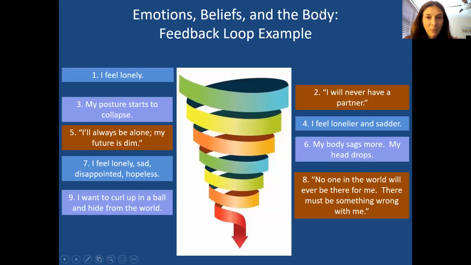So here's an example that's provided in the textbook, okay, about loneliness. So let's say I'm starting out with the feeling of I feel lonely. Then I have the thought of I will never have a partner. Then as I think that, my posture starts to collapse. Then I feel lonelier and sadder, right? Because that posture is supporting the feelings of being lonely and sad. Then I start to think I'll always be alone. My future is dim. Oh, now my body sags more and my head drops. And I feel lonely, sad, disappointed, and hopeless, like it's getting worse.